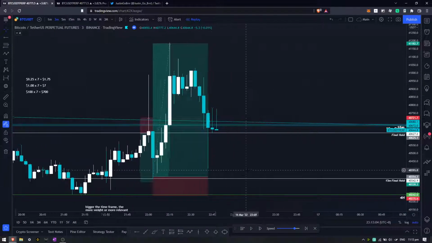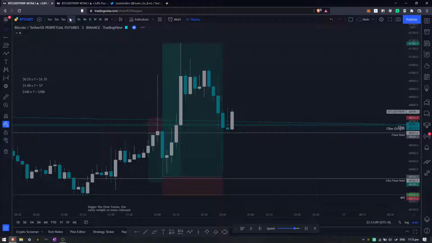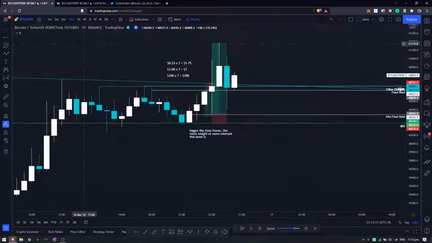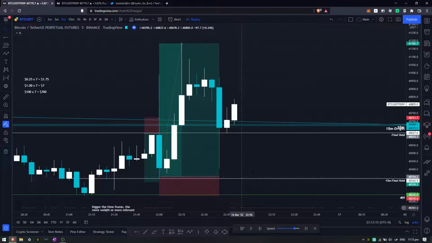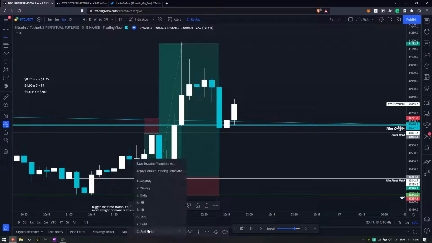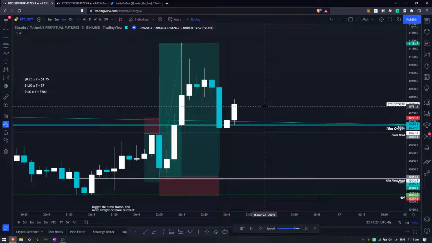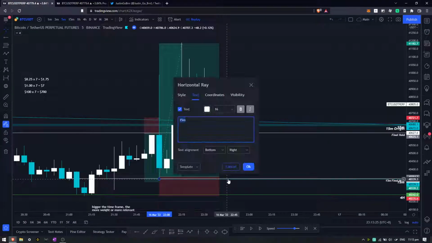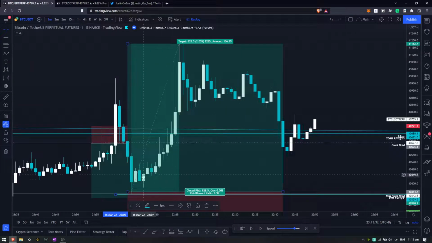So actually, since I missed this entry, let's see if I can find another range here. So no 5 minute range, no 15-minute range, and there's our 5 minute range. So let's just put this 5 minute range. And then we look for its corresponding hold level. We can probably find one right here.